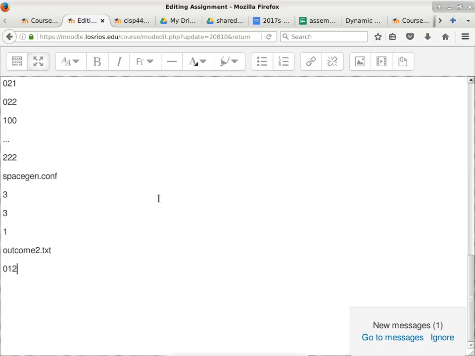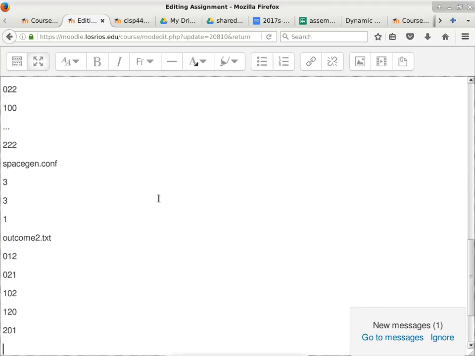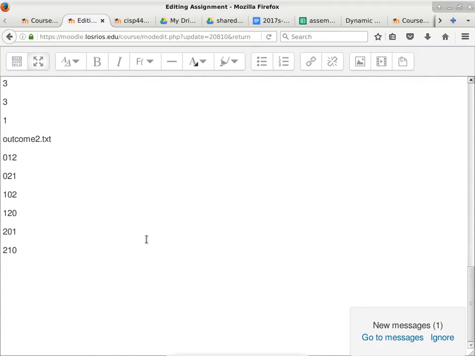Is that okay? It can be a 021, can be a 102, can be a 120, can also be a 201, can be a 210, and that's it. Because this is how many ways I can arrange things when you are choosing 3 out of 3.